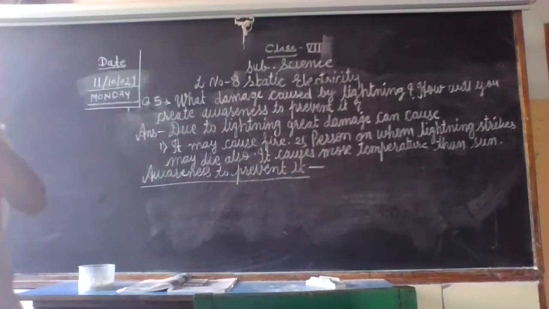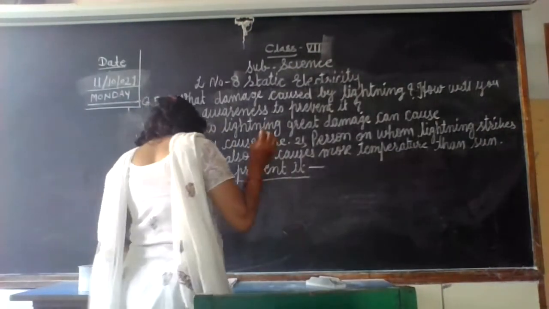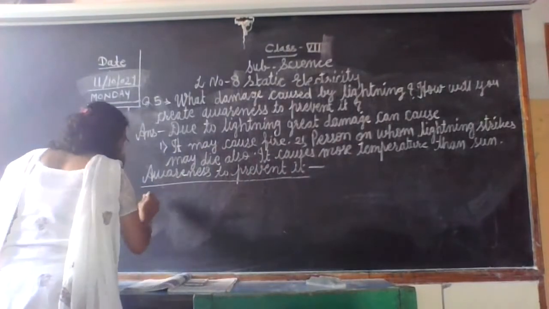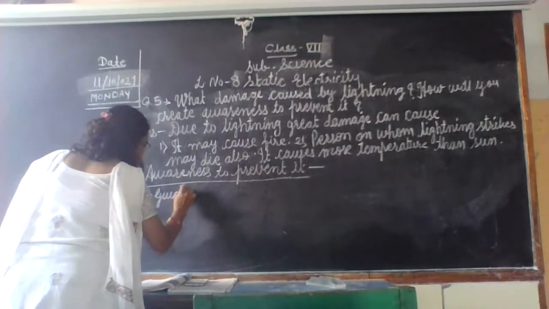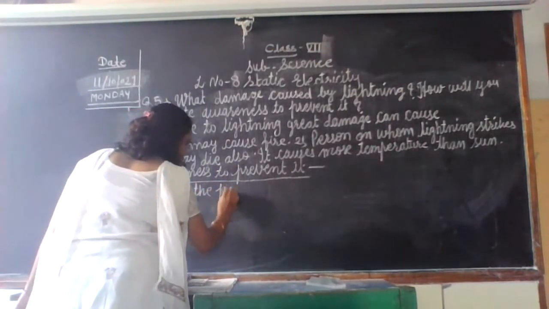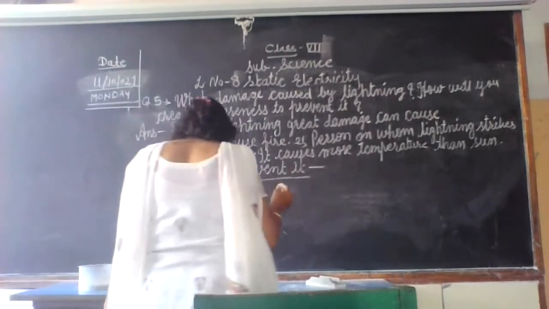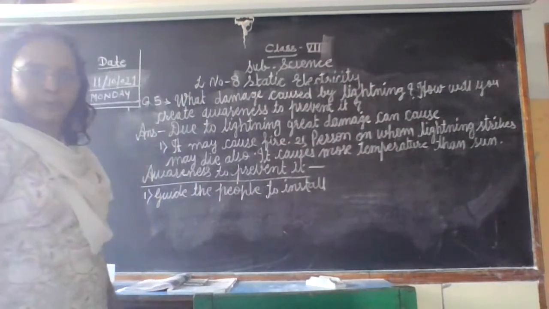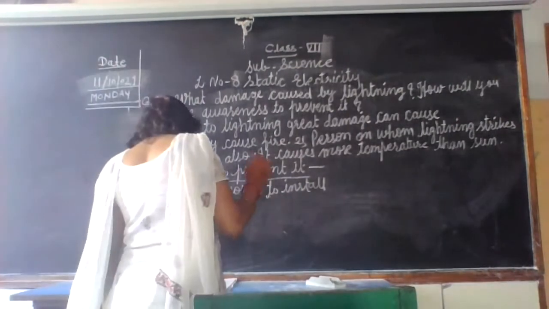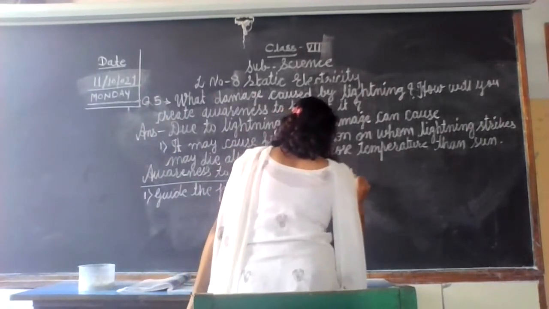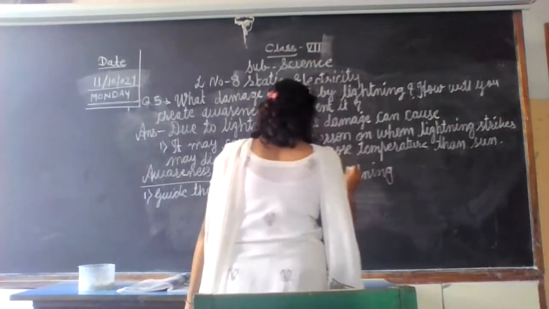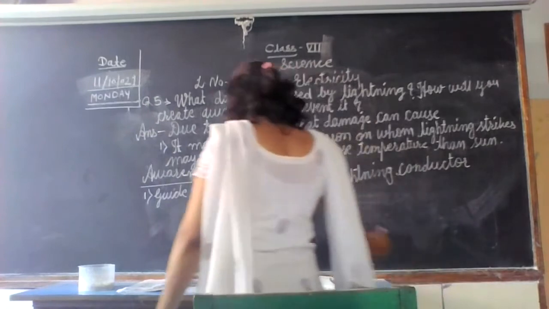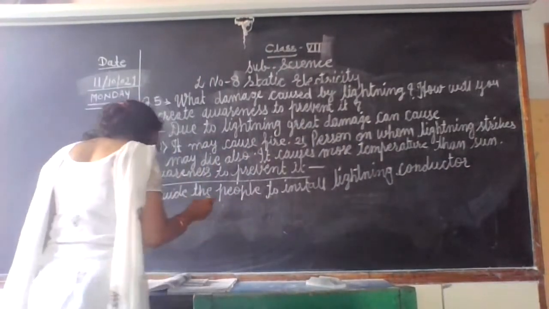Awareness to prevent it. How can we prevent the lightning? So, first point, write down. Guide the people to install lightning conductor on tall buildings.